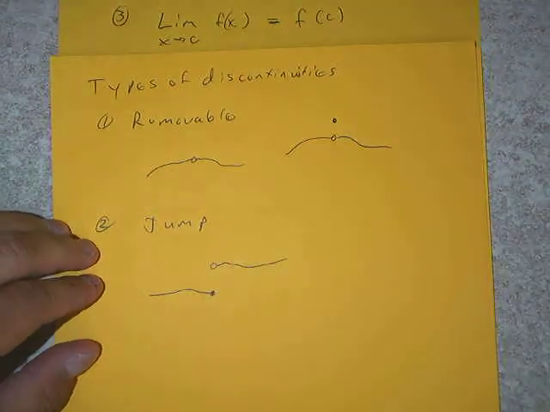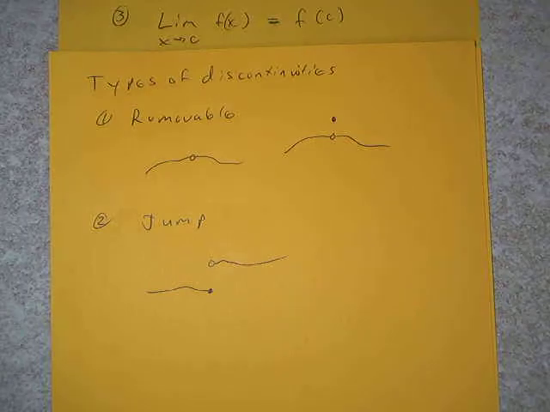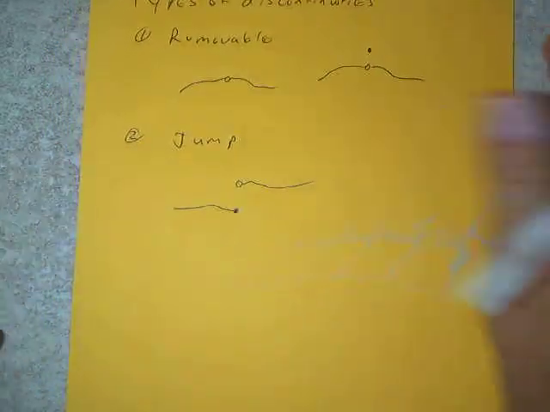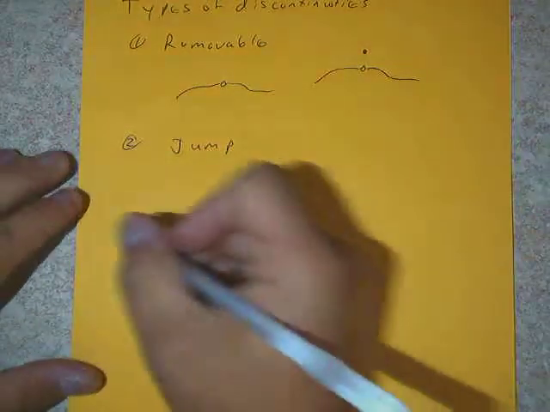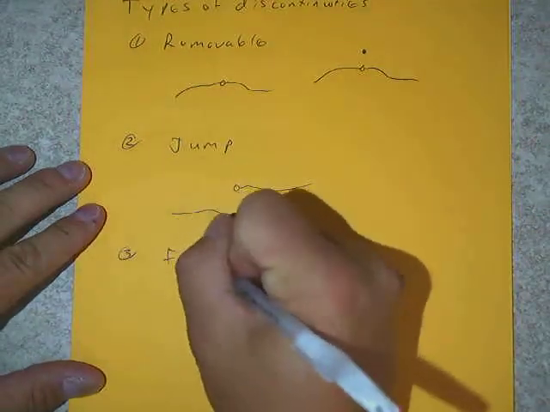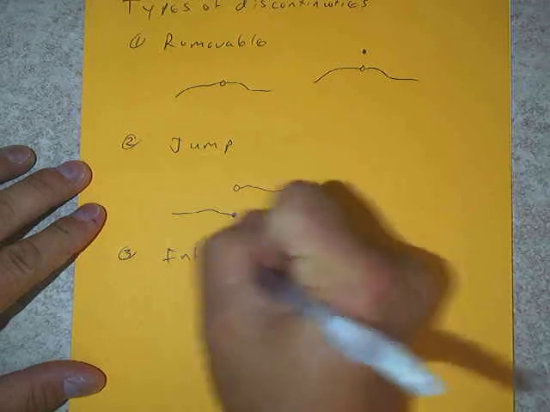Another type is called a jump discontinuity. Very scientific word for math class, right? And ultimately, a jump discontinuity is one like we saw here, where we have something like that, maybe.